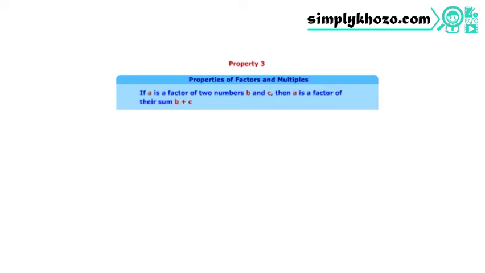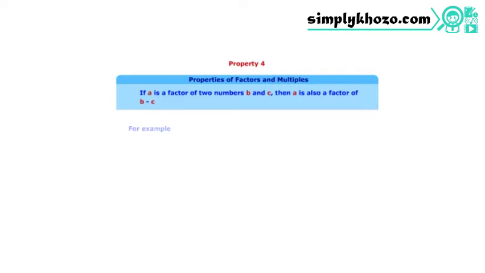The third property of factors and multiples is, if A is a factor of two numbers B and C, then A is a factor of their sum B plus C. According to the next property, if A is a factor of two numbers B and C, then A is also a factor of their difference B minus C.